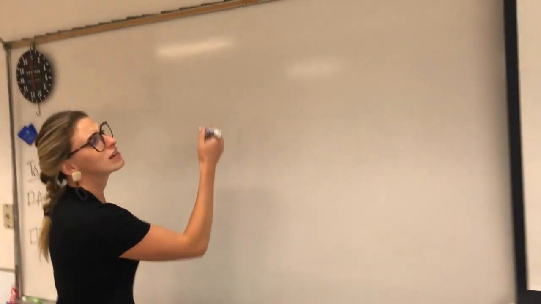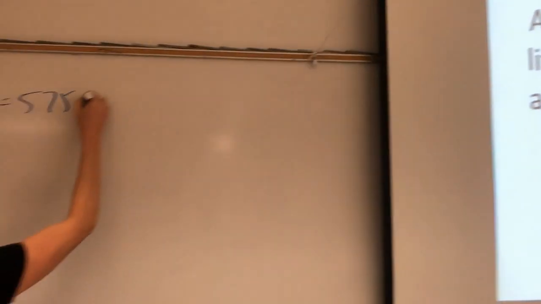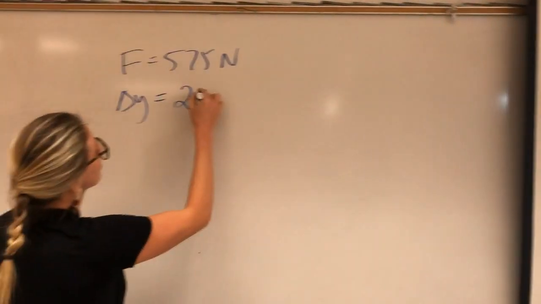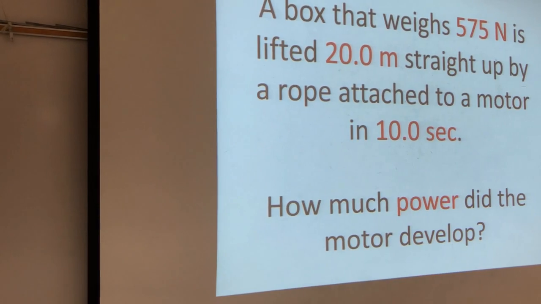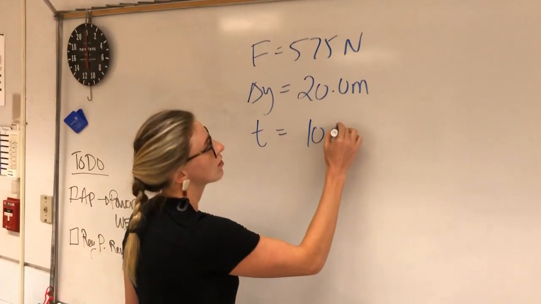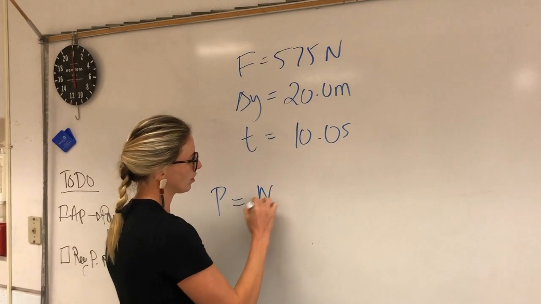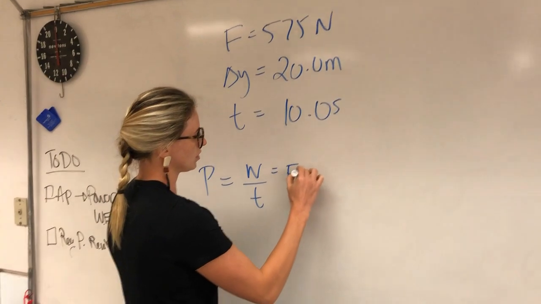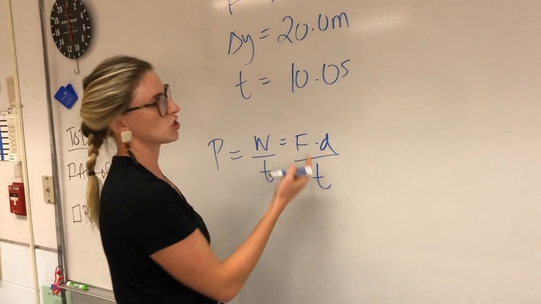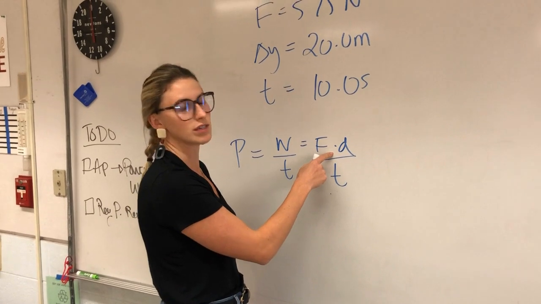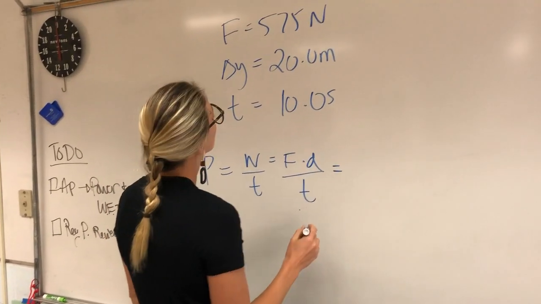Okay, all right. So force is 575 newtons. Displacement is 20.0 meters, straight up by a motor. Straight up, that means okay. Time is 10.0 seconds. How much power? So power is work over time. Work is force times distance, right? And we're going straight up, so that means it's going to be times 1, right? The cosine of theta? Yep.